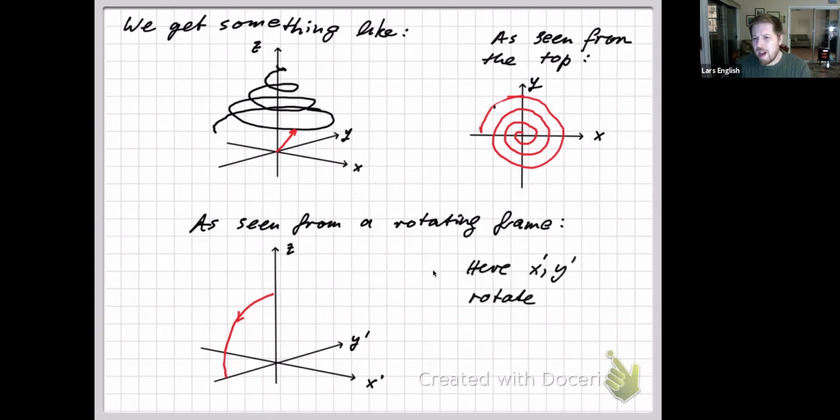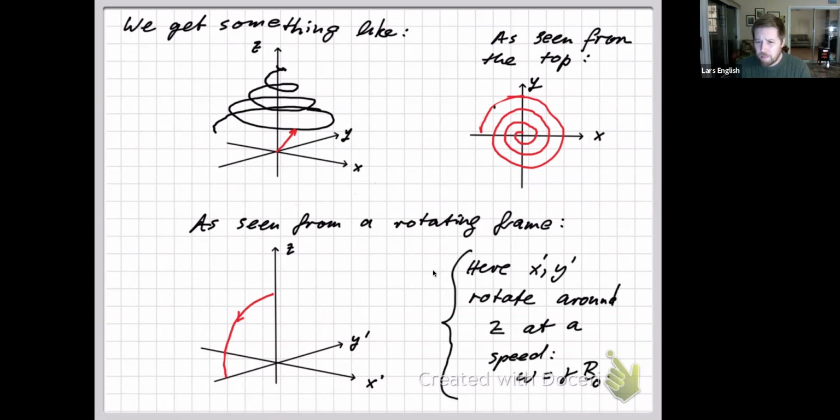Okay, so here x prime and y prime, just to reiterate, are rotating axes. They rotate around the z-axis at a speed of omega equal to gamma times B naught, so as to keep up with the spin precession about the z-axis. And then we are isolating, or picking out, just the motion away from the z-axis, the rotation away from the z-axis.